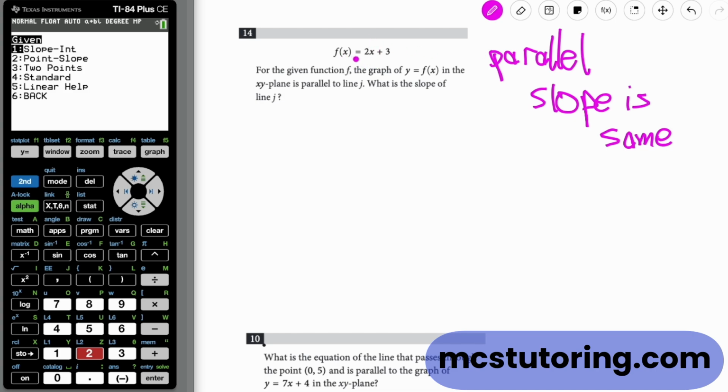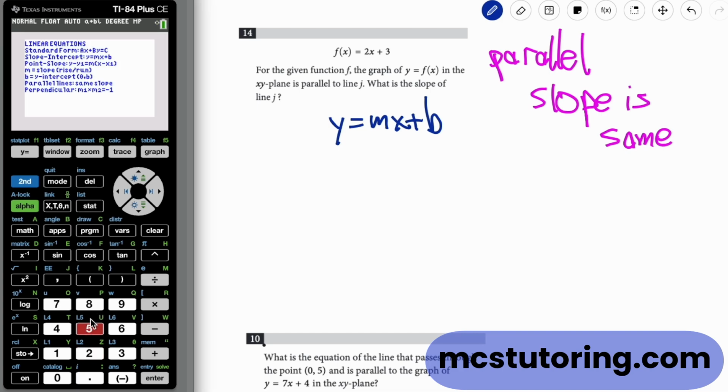It says f of x equals 2x plus 3. Now, for those unfamiliar, that's in the y equals mx plus b format. If you didn't know this, let me show you. You're going to go to linear help. And this is slope-intercept form right here. f of x equals 2x plus 3 is in this form, slope-intercept form.